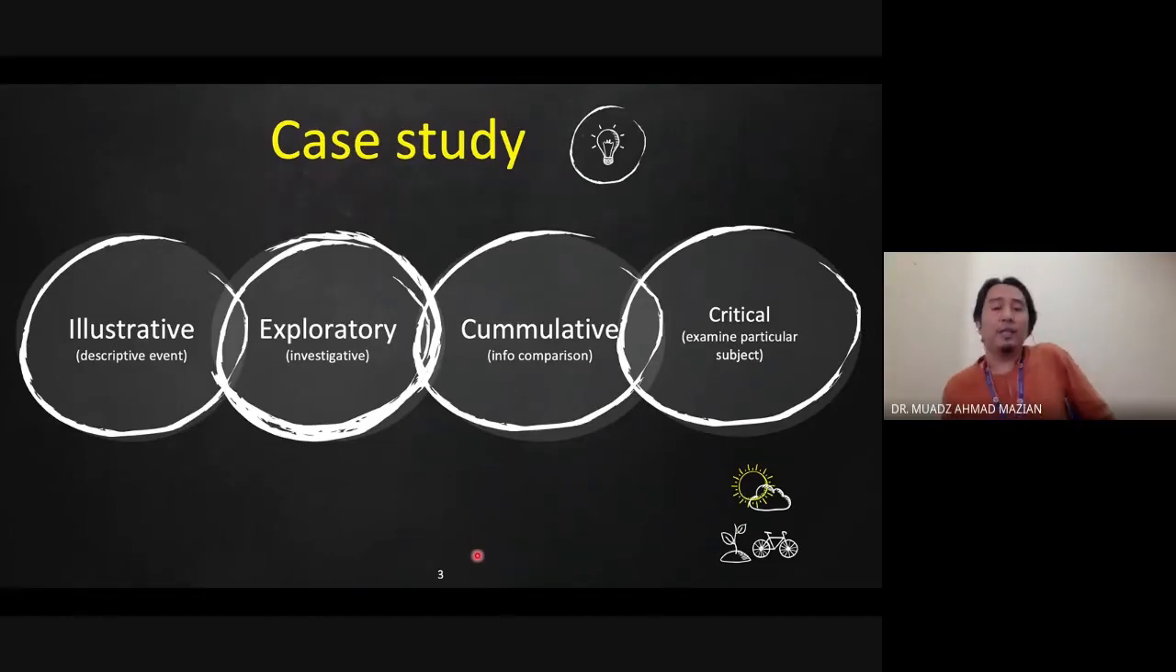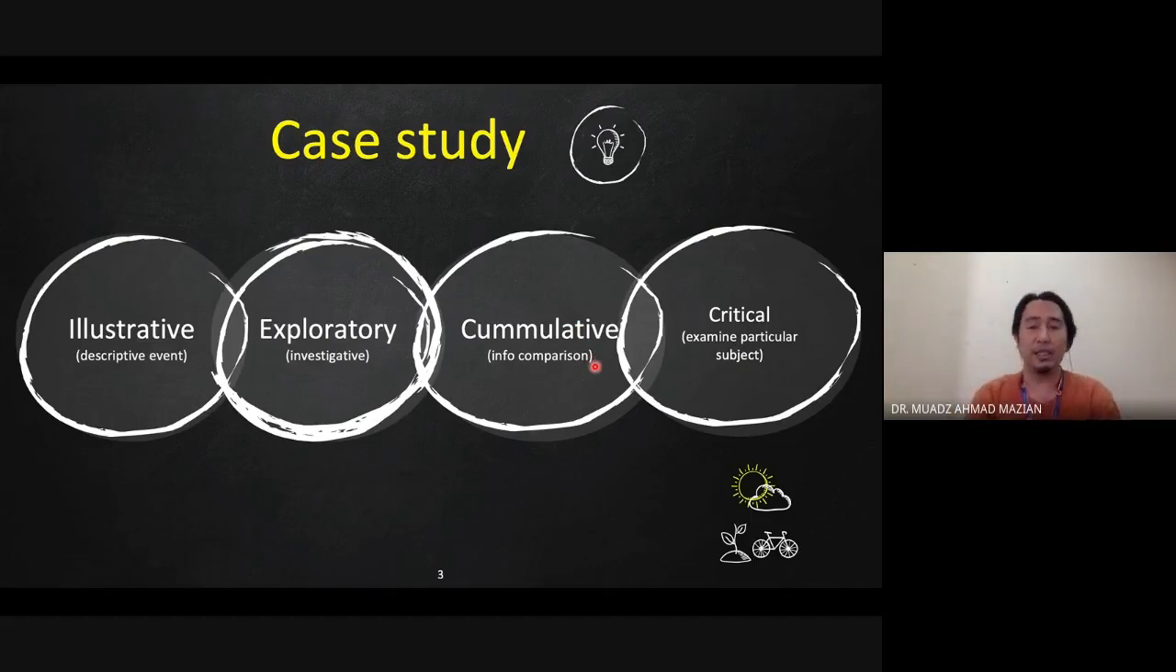Then the third one is cumulative. So cumulative ni, there is 2 types of case study that usually students or lecturers or a school or university basically will choose. The first one is a cumulative case study, and the second one is critical case study. So what is cumulative case study? Basically is a comparison, info comparison.